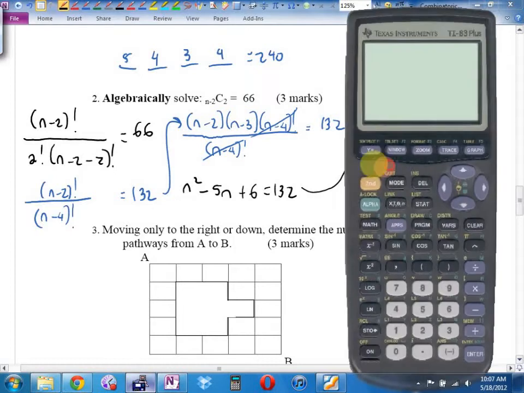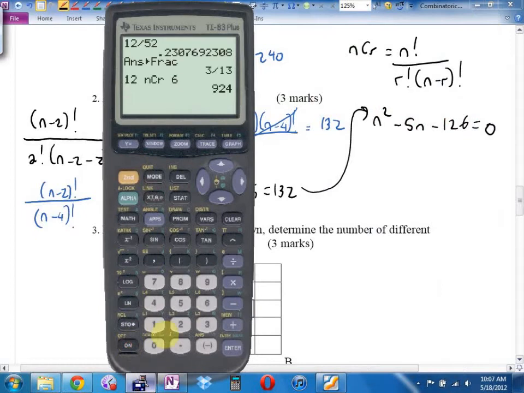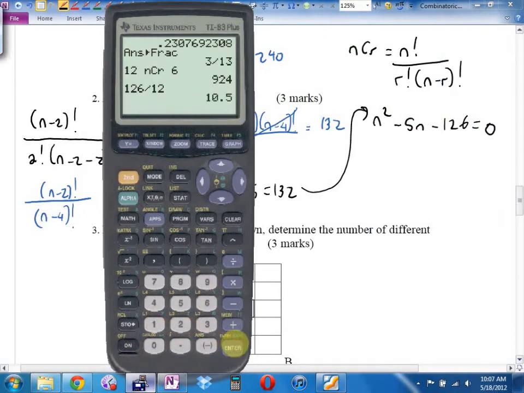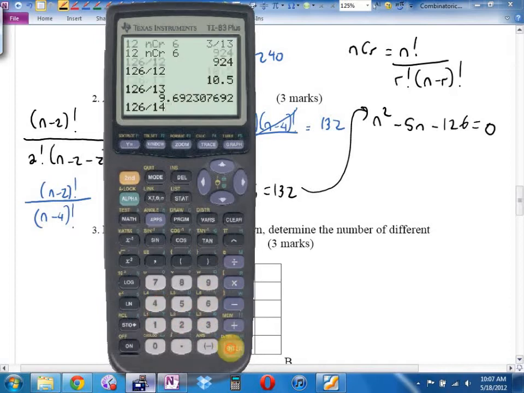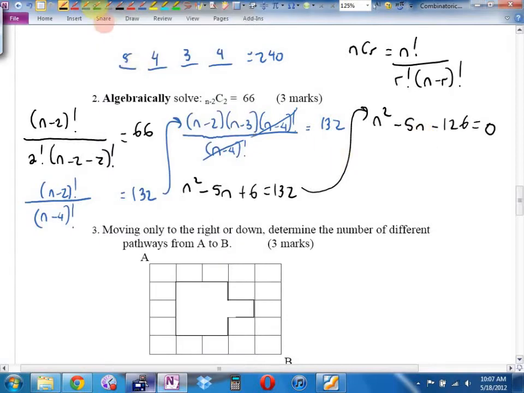I have no idea what goes into 126, so I started guessing. I thought, well, maybe 12. Nah. Maybe 13. Nah. Maybe 14. Oh, and how far apart are 14 and 9? 5 apart. I can make this work. I think it's going to be n minus 14, n plus 9 equals 0. My roots are 14 and negative 9. Oh, extraneous. So if you got that, you get 3 out of 3.